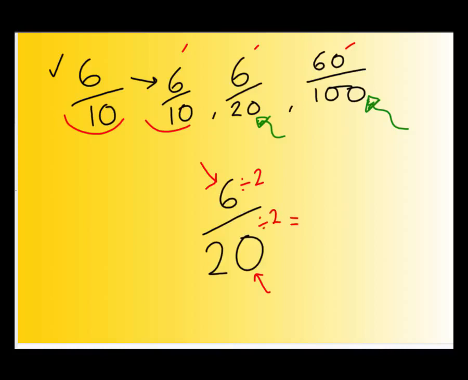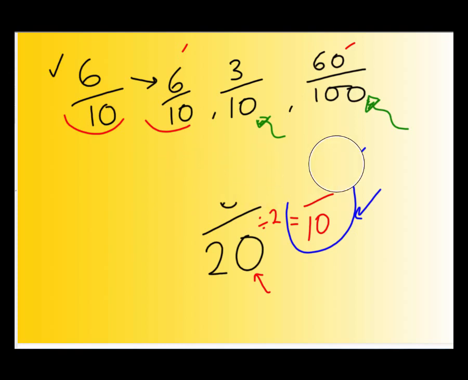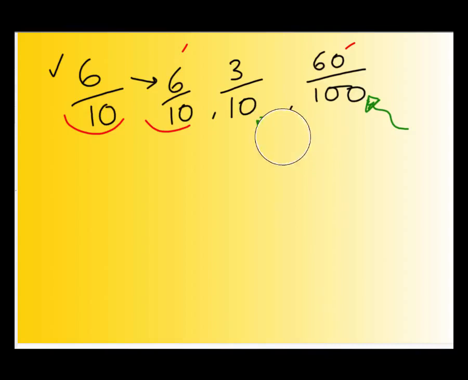So 6 divided by 2 is 3. 20 divided by 2 is 10, and so there's our answer, and it's not going to get any simpler than that. There's actually no number that will divide into 3 and 10. You've got it as simple as possible, which means that 6 over 20 can also be stated as 3 over 10, and you know what? We've definitely found our odd one out, because 3/10 is very different to 6/10, isn't it? Very, very different.